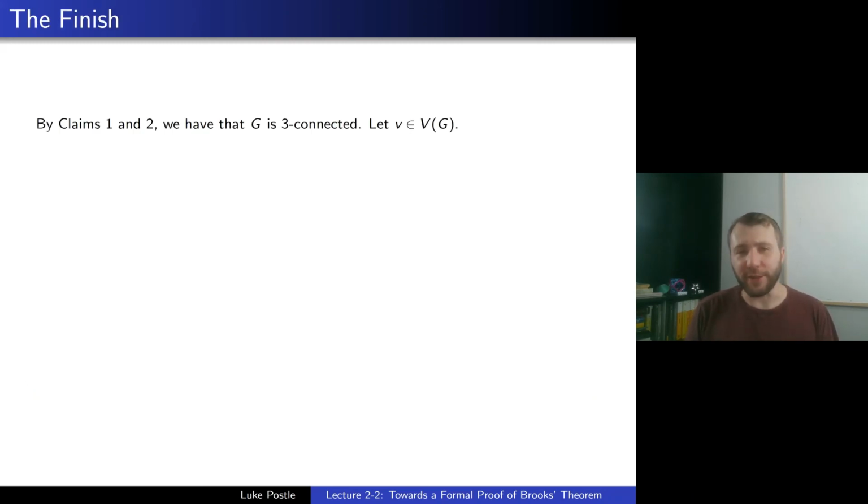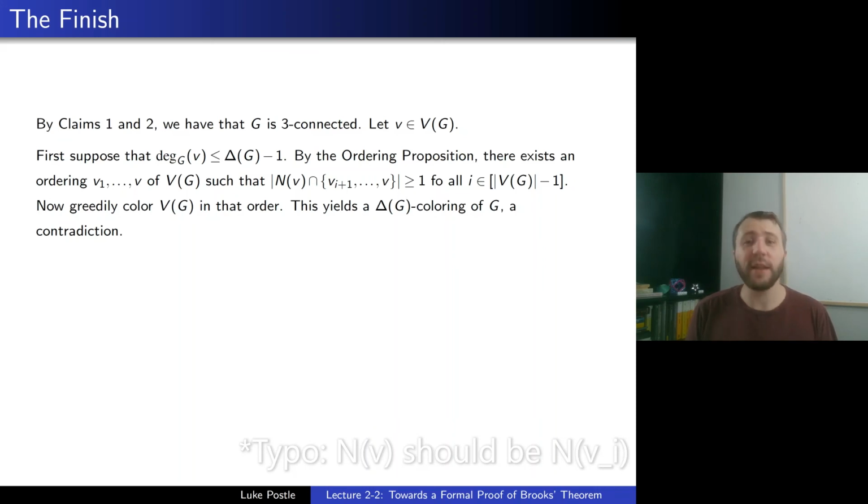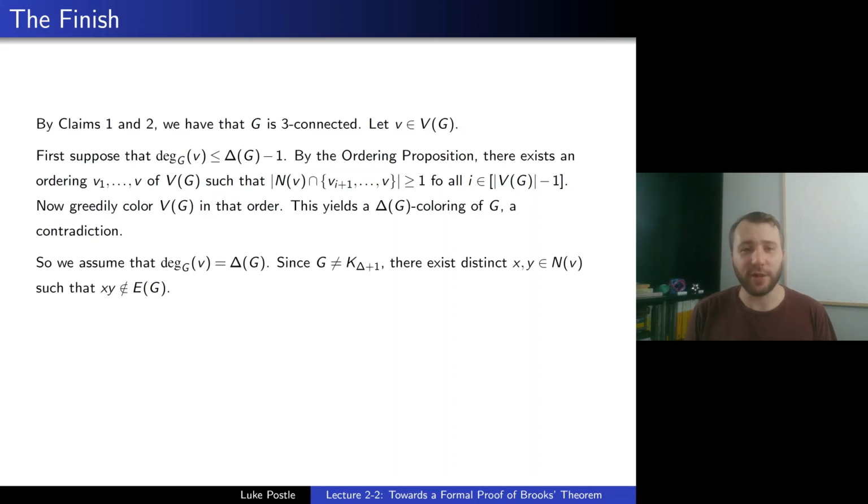So now on to the finish. This is rather easy. We just say by claims 1 and 2, we have that G is 3-connected. You let v be in V of G. We handle the case again where the degree of v in G is equal to delta of G minus 1. By this ordering proposition, you get this nice ordering, v1 through vn. Each vi gets you a neighbor always later, so you can greedily color in that order, and that yields a delta of G coloring of G, a contradiction.